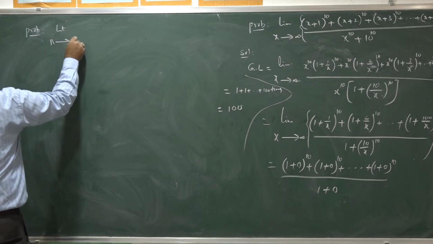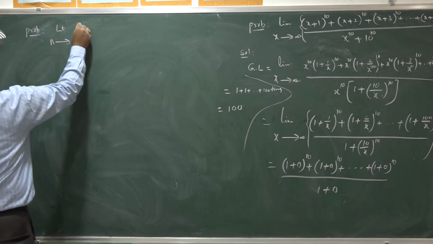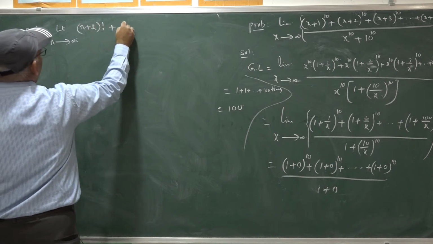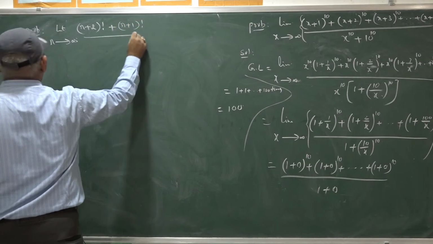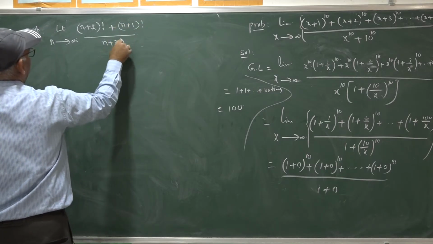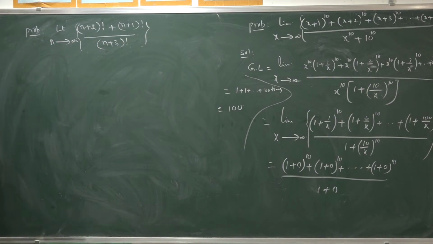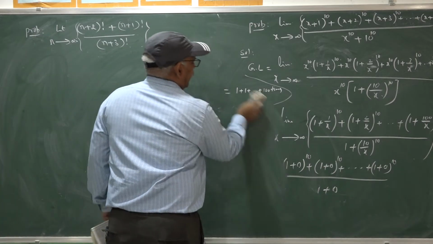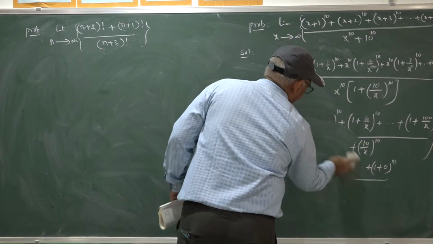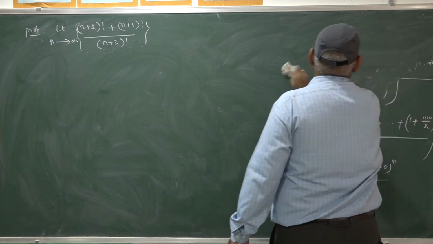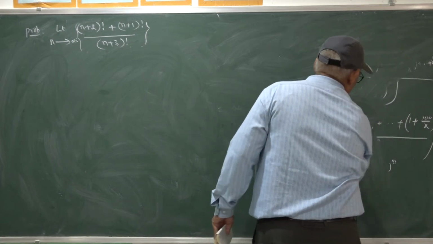Next, based on factorials: limit as n goes to infinity of (n plus 2) factorial plus (n plus 1) factorial by the denominator (n plus 3) factorial. In such a case also, reduce the function as a function of 1 by n form.